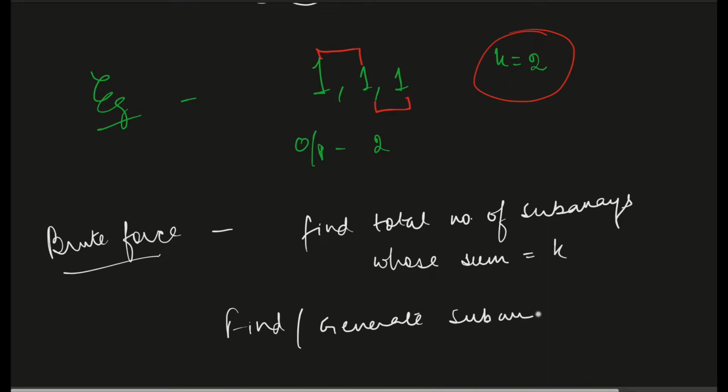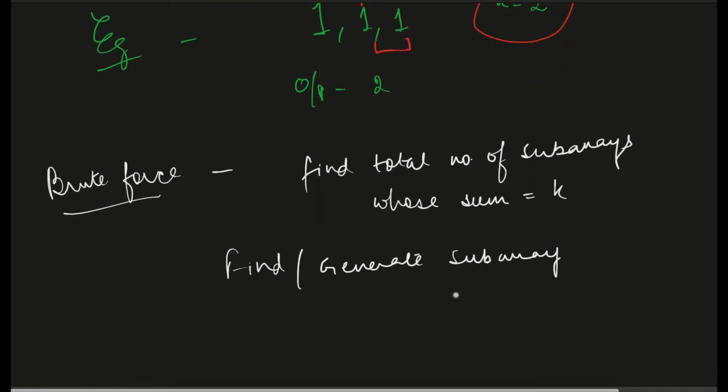Once we generate the subarrays, we can inspect every subarray and find out whether the sum is equal to k or not. In order to generate subarrays, we need loops, and we need two for loops to do that. Hence, the time complexity involved will be order of n square. And within the second for loop is when we have to start computing the sum of the subarrays, and then we have to check whether that is equal to k or not.